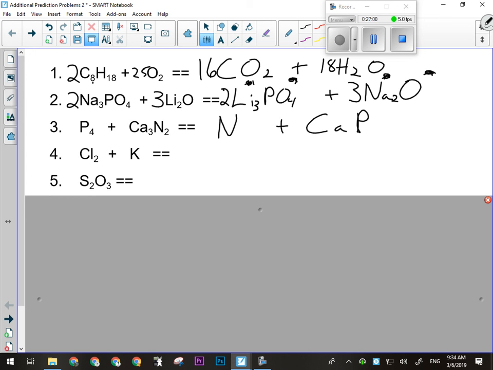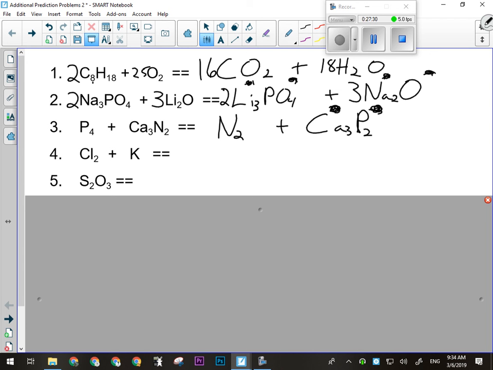All right, always with single replacement reactions, got to check for special elements, and I've got to drop and swap. Nitrogen is a special element, comes as an N2. Calcium phosphide is an ionic compound. Phosphorus is a -3, and calcium is a +2. So we're going to have Ca3P2 for our drop and swap.